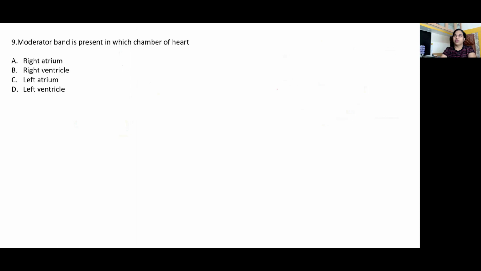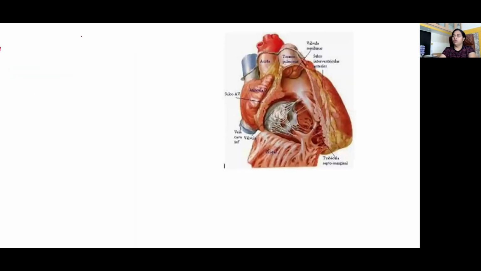Moderator band is present in which chamber of the heart? Four options. The answer is right ventricle. So what is moderator band? All of you must be knowing, right? It's also called the septomarginal trabecula, extending from the right surface of the interventricular septum to the base of the anterior papillary muscle. What does it contain? The right branch of AV bundle. Okay, so it prevents overdistension of the right ventricle, it is assumed, and hence it's called moderator band.